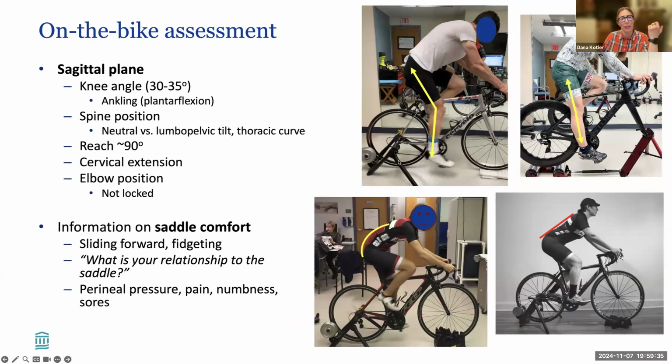So when we see a patient in clinic, we look at them on the bike and we basically look at them from two directions. First, we typically look at them from the side. So we're looking at them in the sagittal plane. And one of the first things we look at is what is their knee angle? So as their foot gets towards the bottom of the pedal stroke, how bent is their knee? And what we want to see is, again, that sort of 30 to 35 degrees.